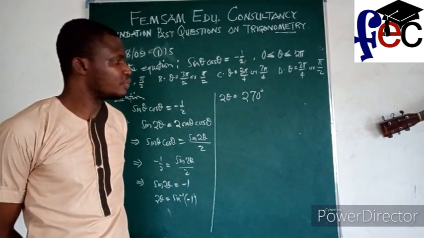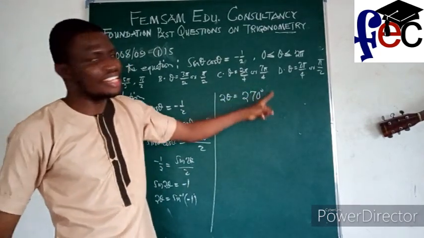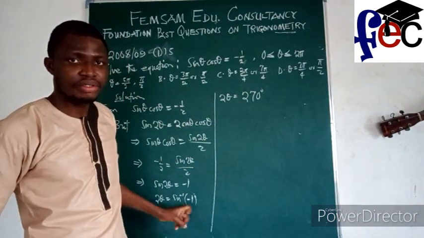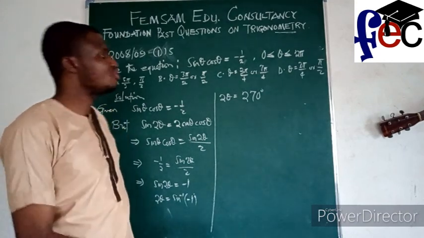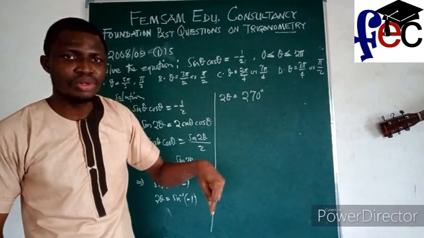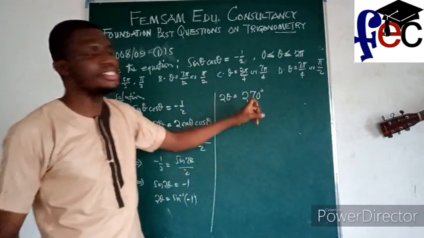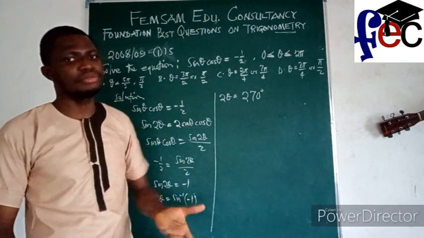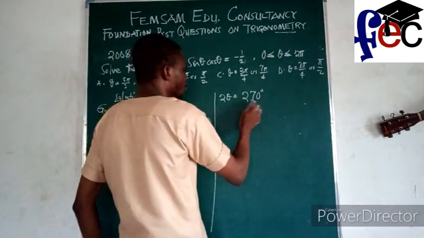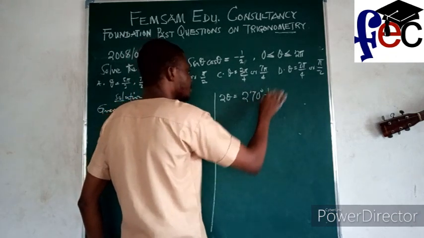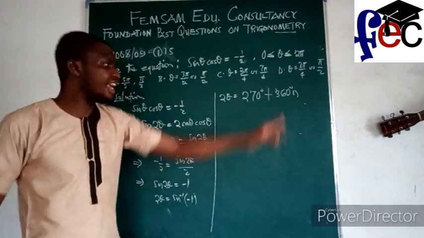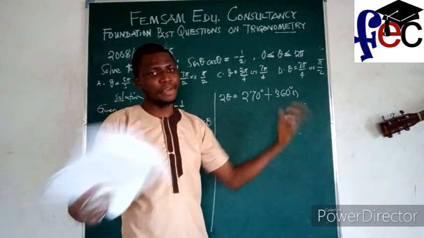So what can I do? I need to now get the generalization of these angles that will give me minus 1. And how do you get that? You get that by adding a multiple of 360 degrees to this. That will give you an allied angle. So the generalization of this is going to be equal to 270 degrees plus 360 degrees n, where n is a natural number.